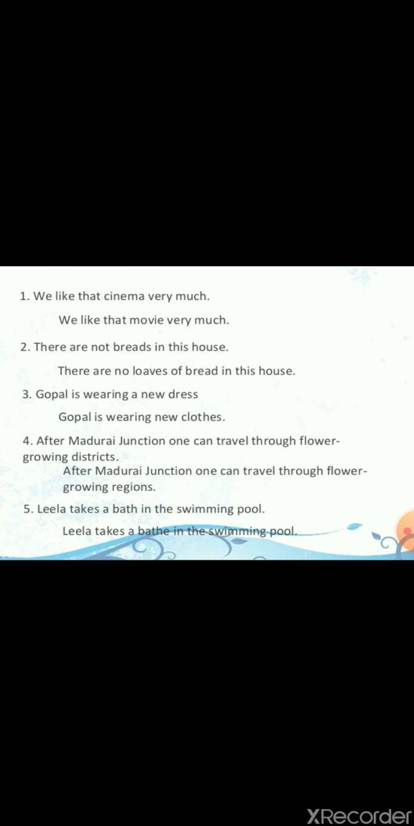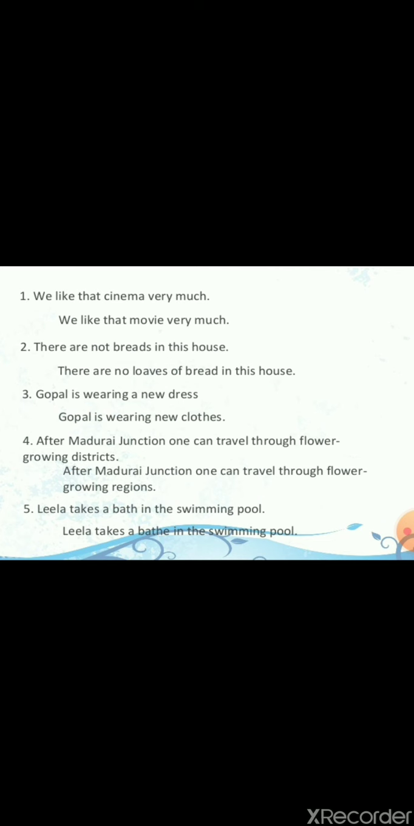Now, there are not breads in this house. There are no loaves of bread in this house. Gopal is wearing a new dress. Gopal is wearing new clothes. We never say clothes, we say dress.